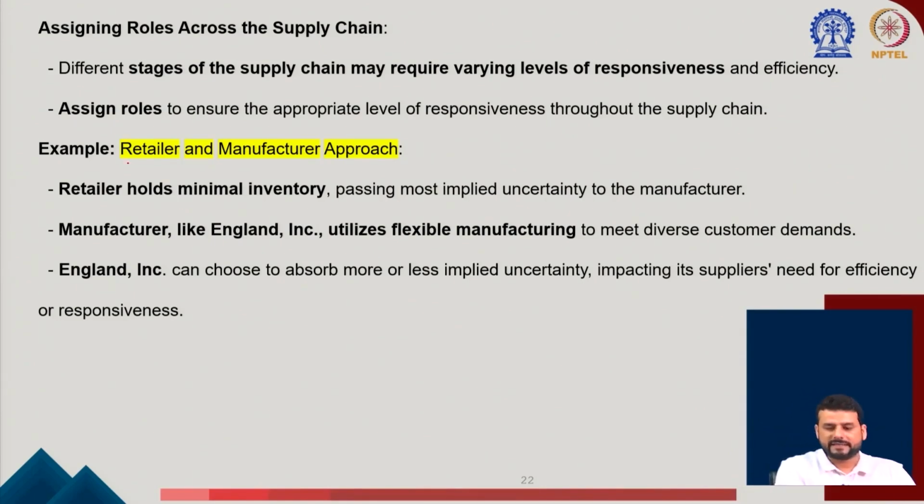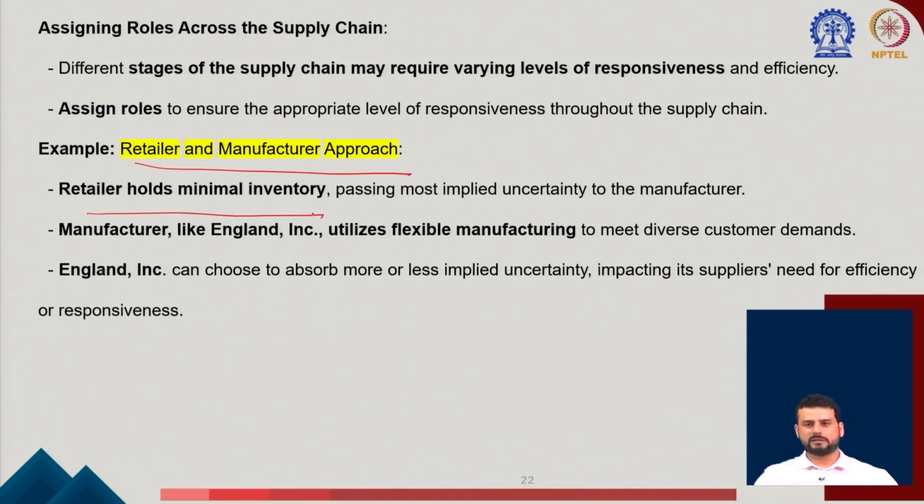So, the retailer and manufacturer approach: the retailer holds minimum inventory. If you see, like the example I told you, if the retailer is observing the maximum uncertainty, keeping the responsiveness parameter by maintaining the inventory, that means the retailer is observing the maximum uncertainty in that way. So he should get the maximum benefit, right? Because he is focusing more on responsiveness. So in that way, the margin should be a little higher.